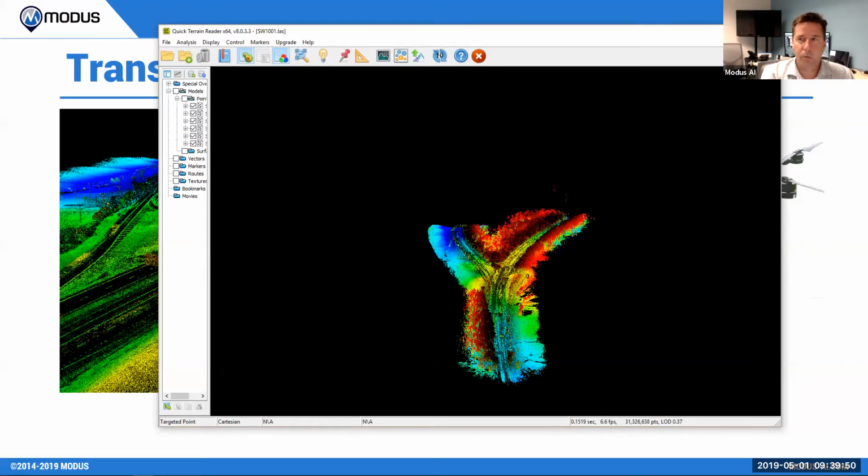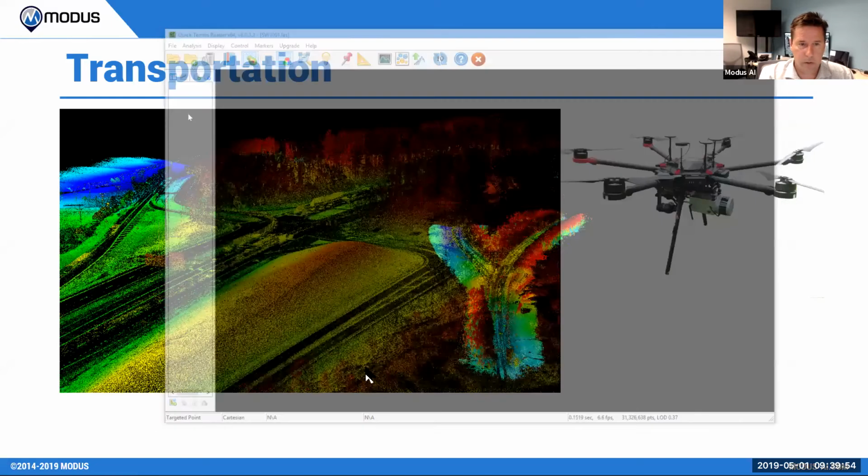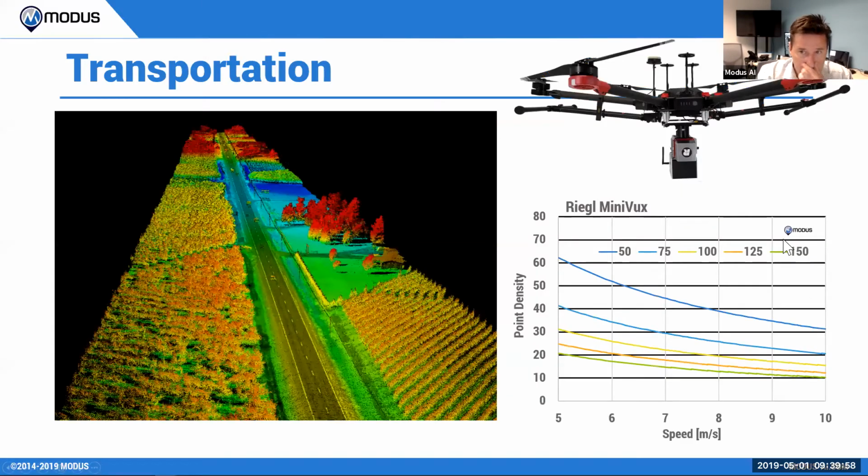All right, I'm going to take this one off. So this is still transportation, and I'm going to go through this one quicker. The reason why I put this one in is this is one of our clients up in Washington State that's using the Minibucks with great results.